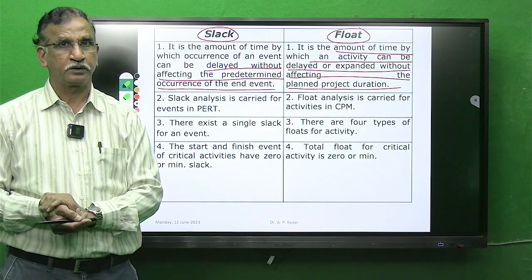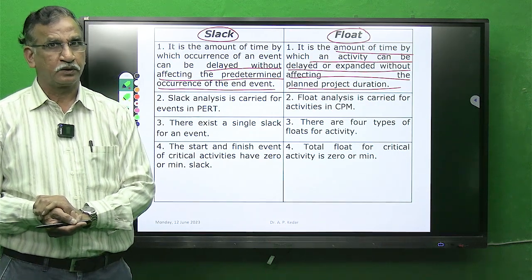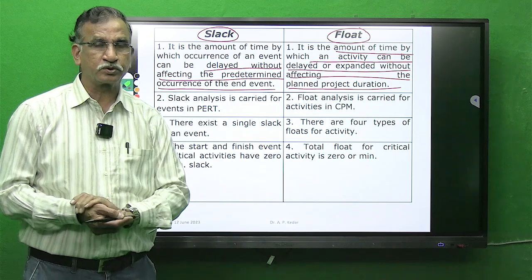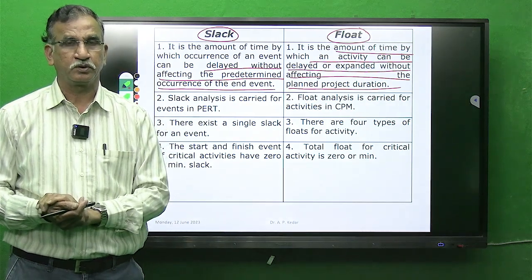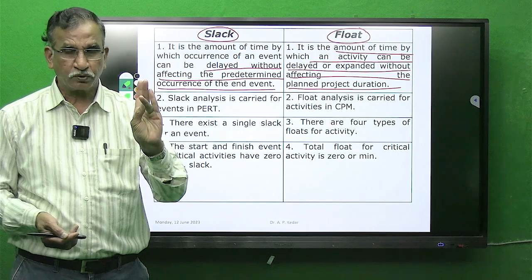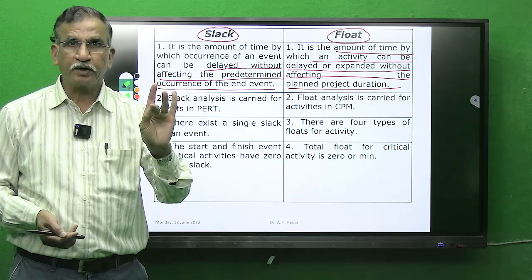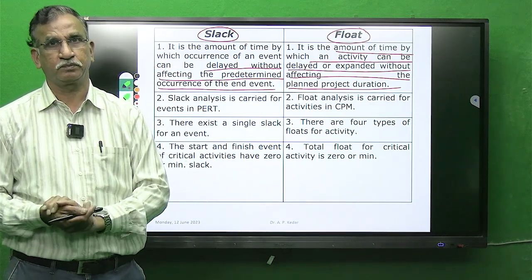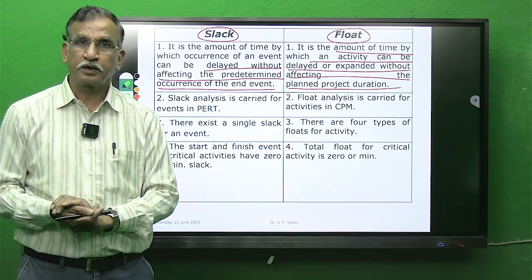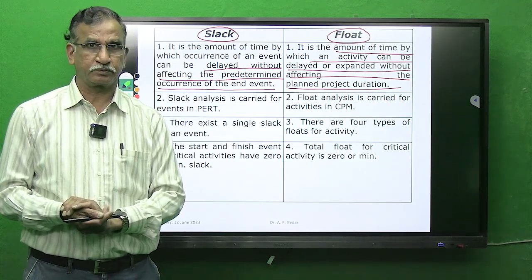Got it? Yes? Then how many types of floats? 4 types of floats. Total float, free float, independent float, interfering float. Floats are of 4 types in critical path method analysis.